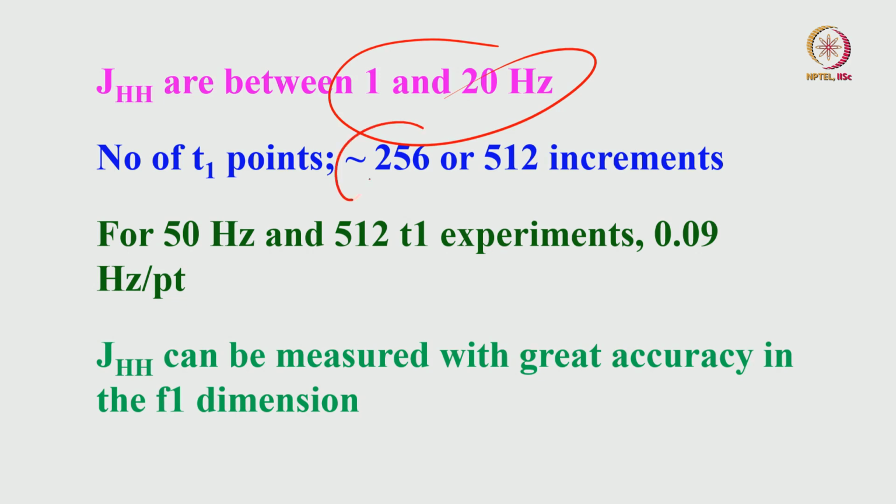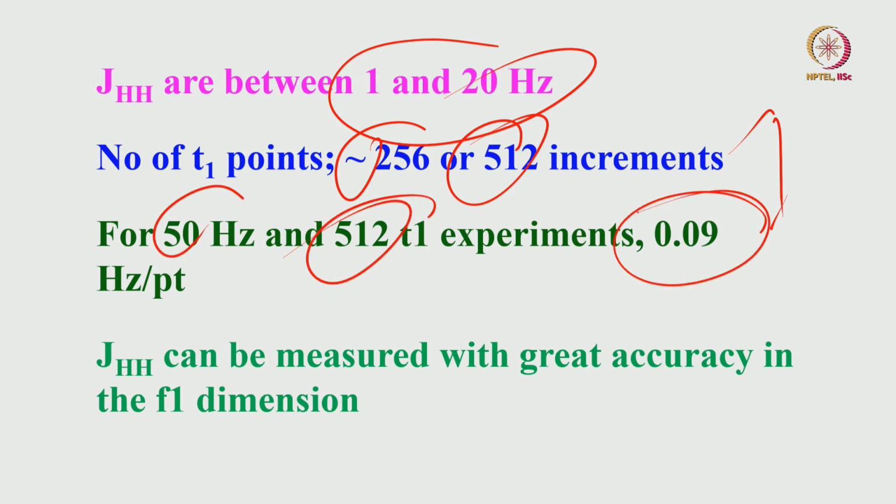If you take 256 points and 512, the spectral width has to be very small, only to cover 20 hertz or 50 hertz, maximum 20 or 30 hertz you put it, or 50 hertz. With 512 points, the hertz per point becomes very small, you can calculate. If a 50 hertz spectral width is to be covered with 512 points, your digital resolution becomes 0.09 hertz per point. That means you can measure the J coupling with very high accuracy in the J-resolved, because we do not have to cover a large spectral width.